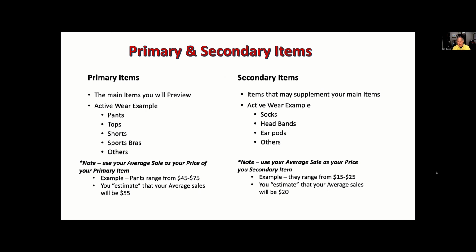Secondary items are items that supplement your main items. Activewear, socks, headbands, earpods, music, whatever else. Note, use your average sale as your price for your secondary item. For example, let's suppose it ranged from $15 to $25. You estimate the average would be $20.